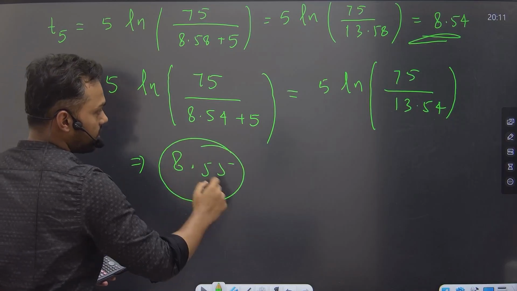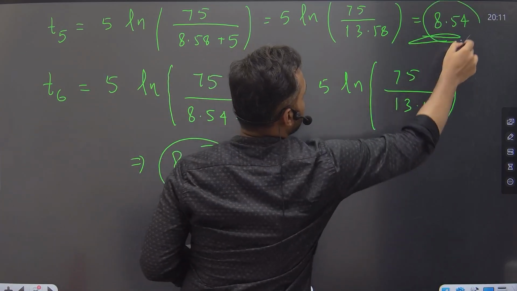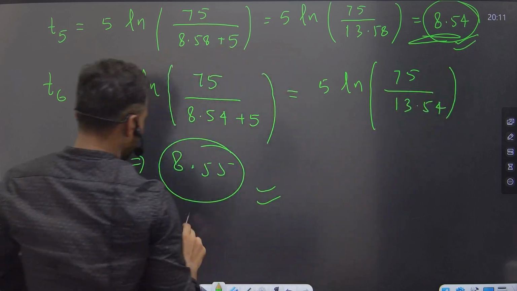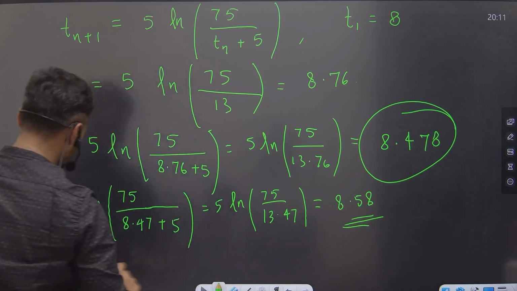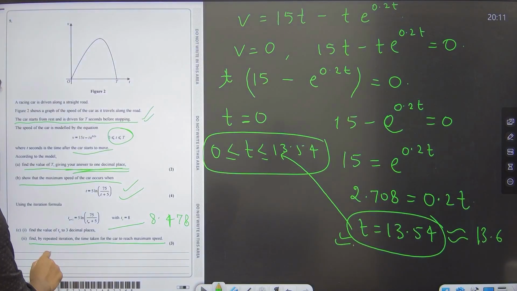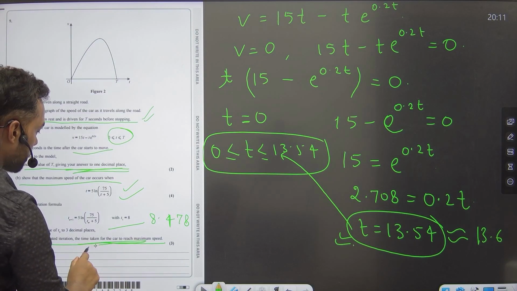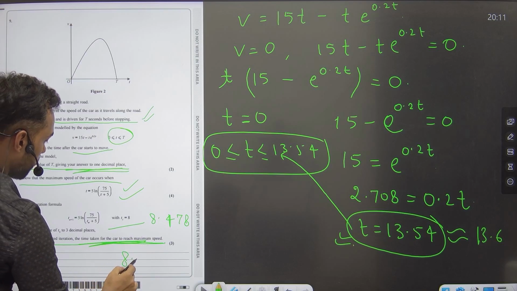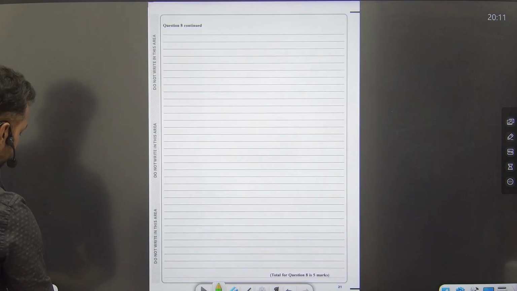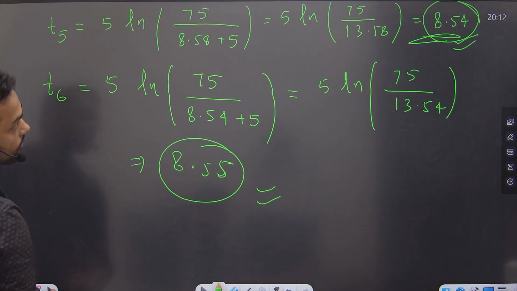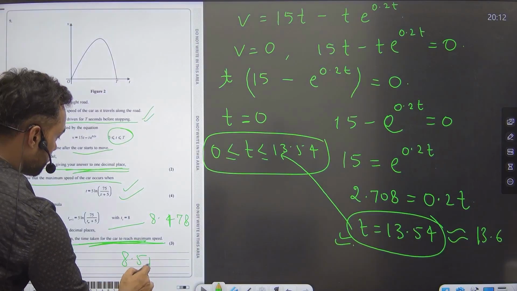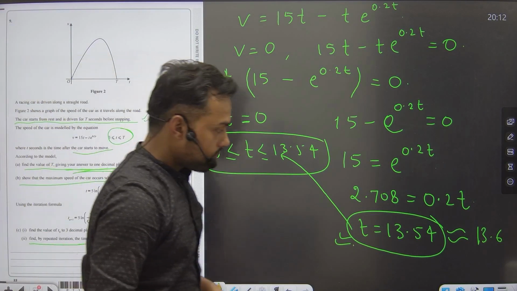Okay, so we can see that it is getting repeated at this particular point, 8.54. Here we have got 8.55 and the previous value was 8.58. So what we can conclude from here is that the time taken for the car to reach maximum speed will be 8.54. This will be the value.